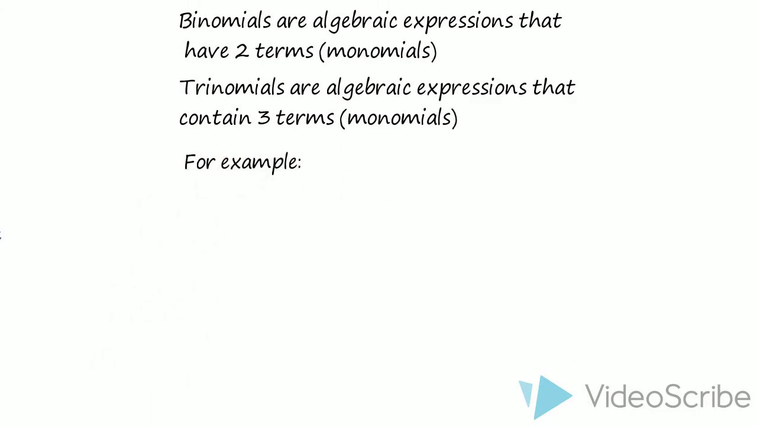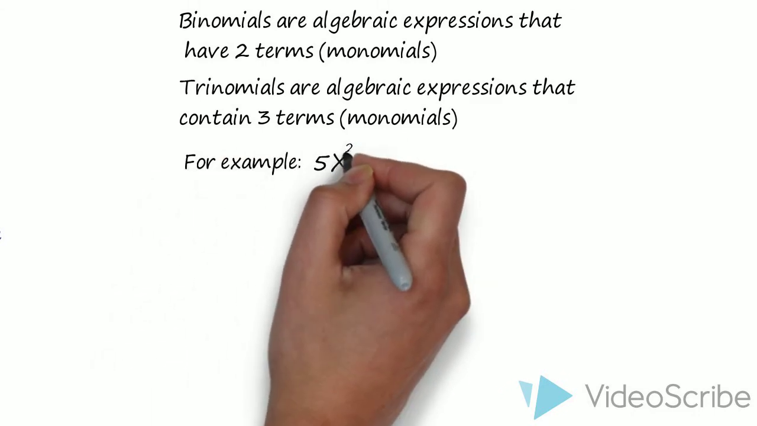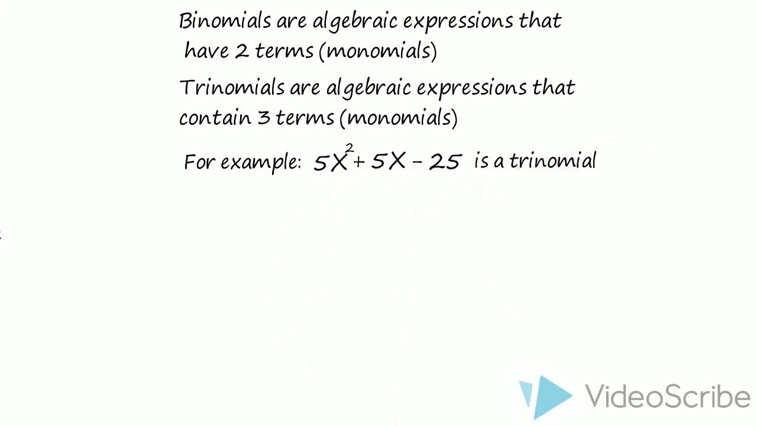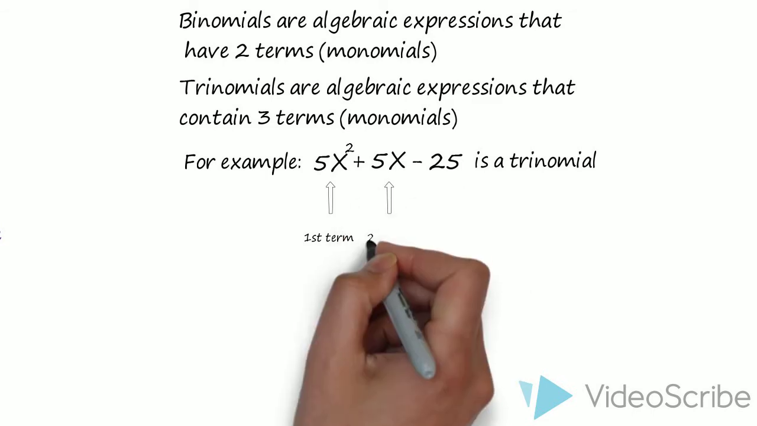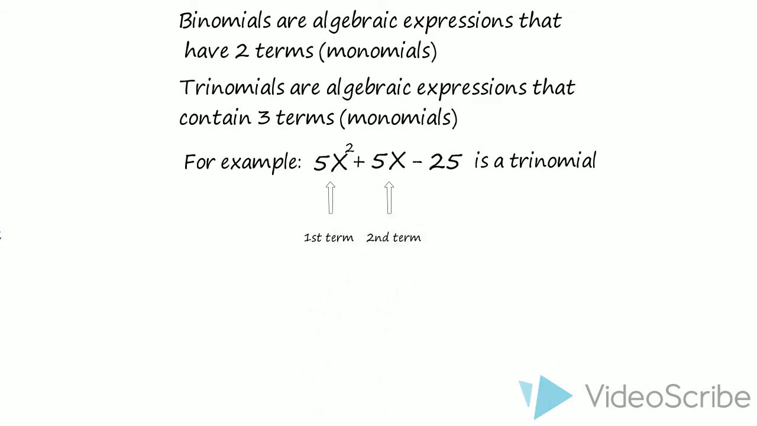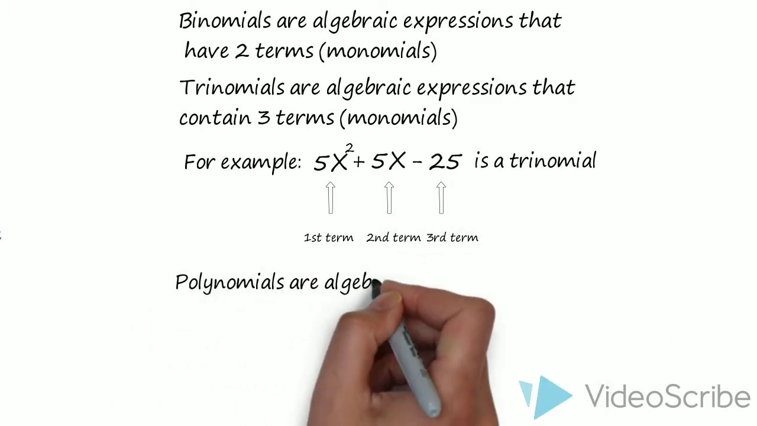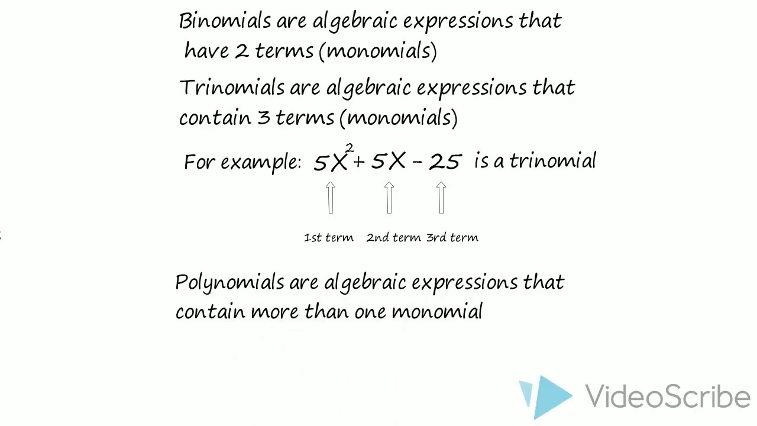For example, 5x squared plus 5x minus 25 is a trinomial. 5x squared is the first term, 5x is the second term, and negative 25 is the third term. Polynomials are algebraic expressions that contain more than one monomial. Poly means more than one. So binomials and trinomials are polynomials.